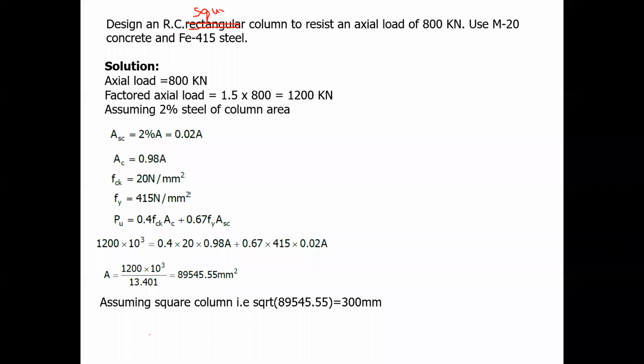If they ask a rectangular column, you have to assume b. Okay, b has minimum 200. You have to assume. Okay, is that clear? Yes, sir. Okay. So take down, check whether you are getting 300 mm.